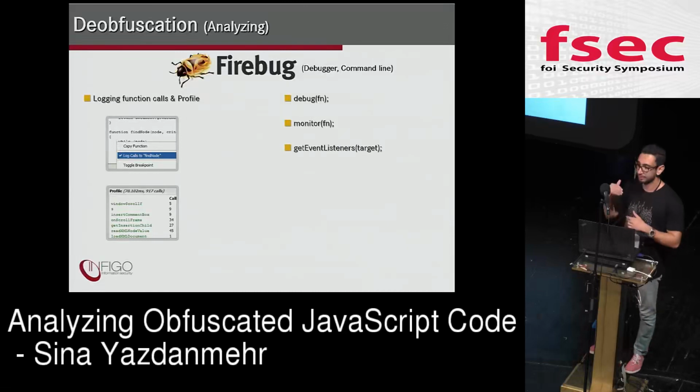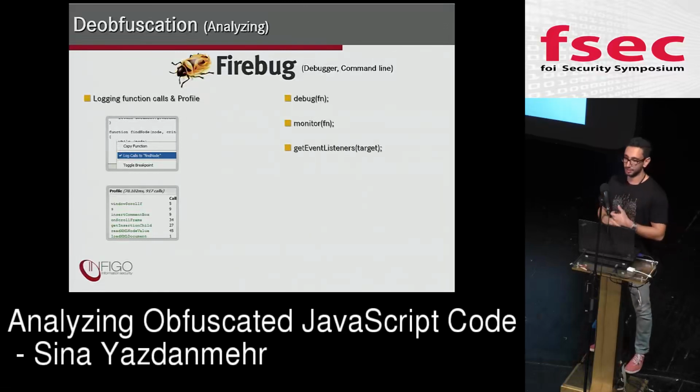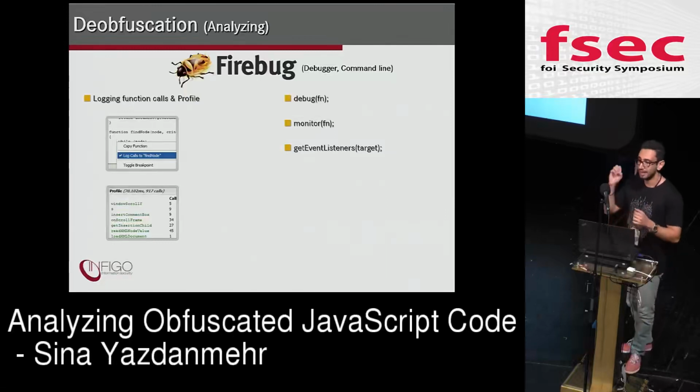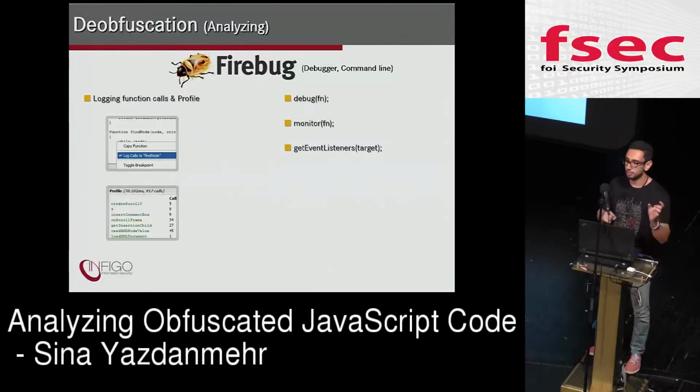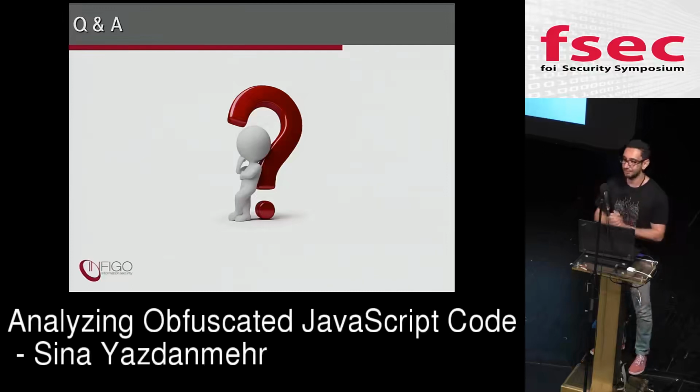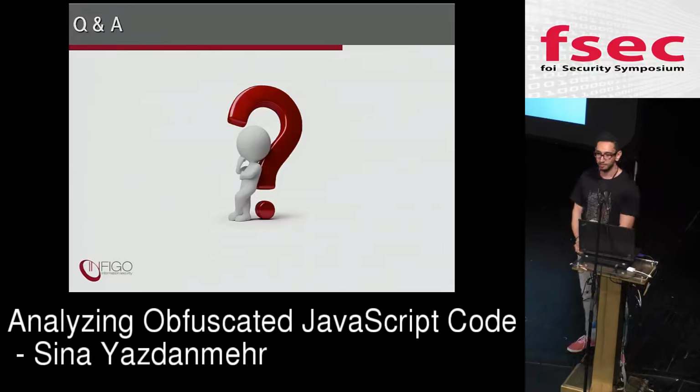At the end, getEventListeners. Since event listeners are important in the DOM tree and some events are assigned to a specific DOM node, you can get a list of event listeners by this function and just pass the DOM node name to it. I'm so sorry for speeding up my talk at the end because of time shortage. So, is there any question?